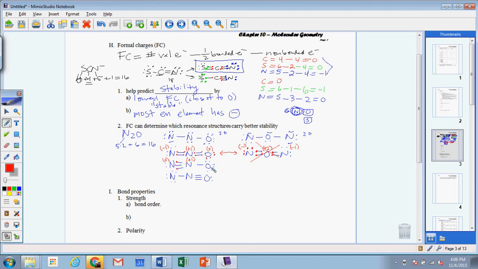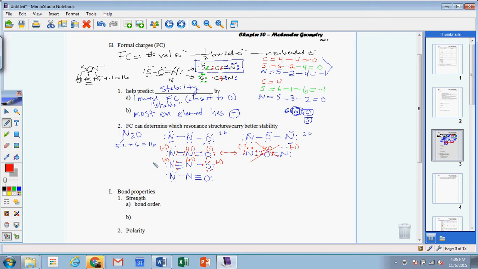And then the oxygen here starts with 6. It's contributing 1 to this bond, so 6 minus 1, that's 5. And then it owns 6 more electrons, so 2, 4, 6 electrons, so it's a -1 in charge. So if we were looking at these two formal charges, they are identical. Both have a +1, both have a 0, and both have a -1. However, between these two, oxygen is the most electronegative element between nitrogen and oxygen.